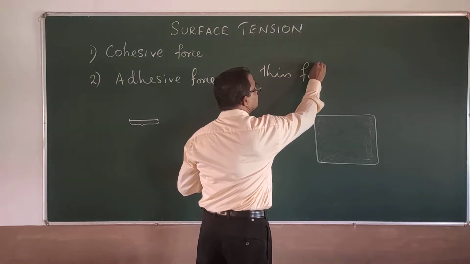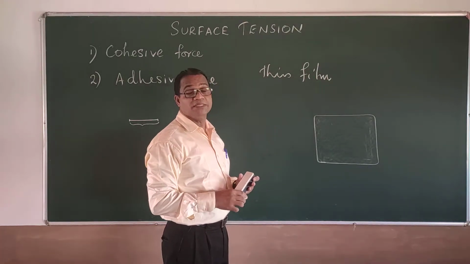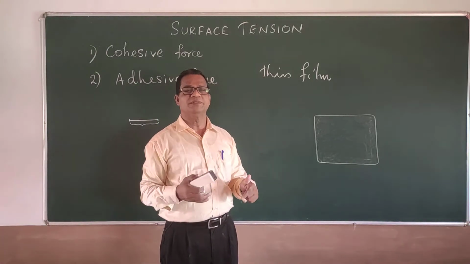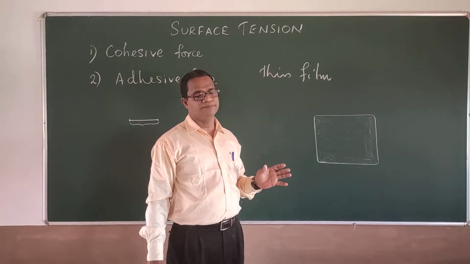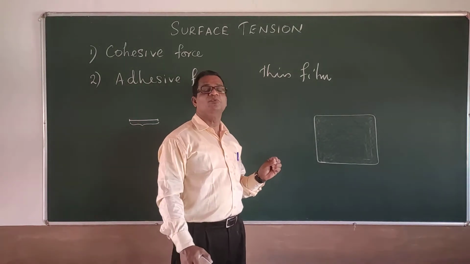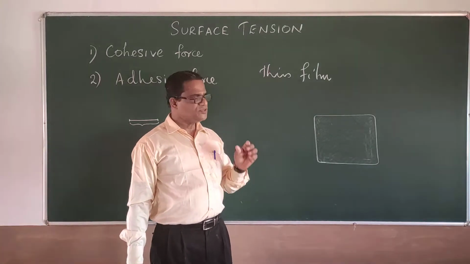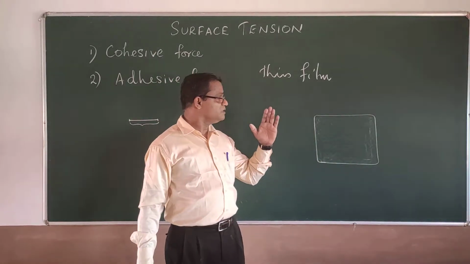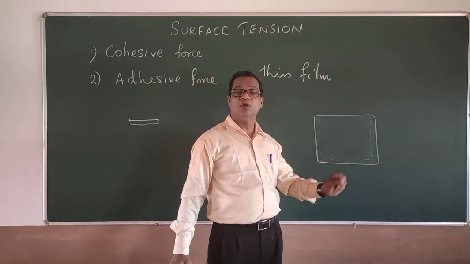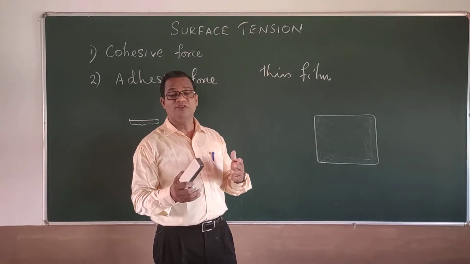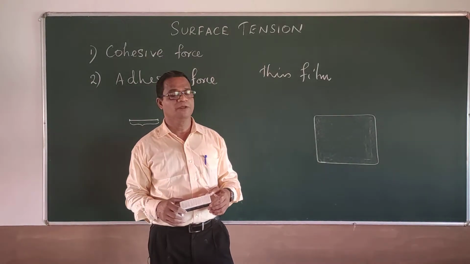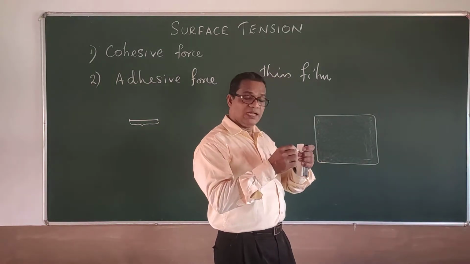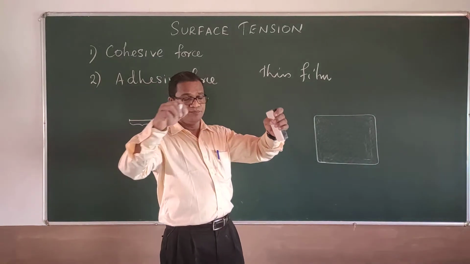What is meant by thin film? A thin film is a surface with negligible thickness. The thickness is of the order of molecular range. Such a very small sheet with a very small thickness is called a film. Soap film and all you have seen. And I take a weightless string and tie the ends together.